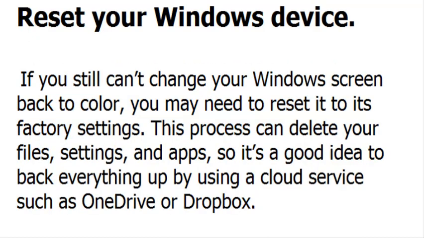Another fix is reset your Windows device. If you still can't change your Windows screen back to color, you may need to reset to factory settings. This process can delete your files, settings, and apps. It's a good idea to back everything up using cloud services such as OneDrive or Dropbox.